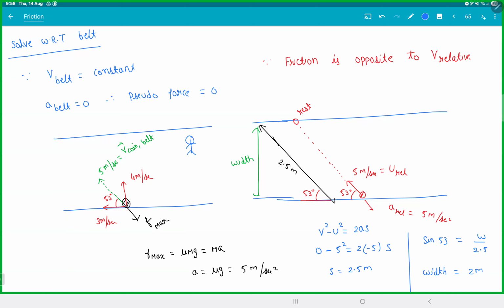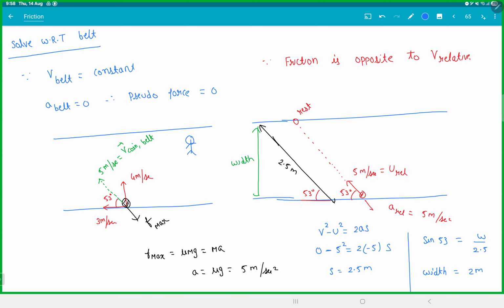Please check the first part. If you try to do this in the ground frame, it becomes very confusing because at every instant the velocity is changing, so friction's direction will keep changing. Then I don't know how to handle this. But if I go and stand on the belt, my life becomes easy because in the belt there is no acceleration, there is no pseudo force. It's also an inertial frame. It is as good as standing on the ground. So if I go and stand on the belt, then I can find the relative velocity.